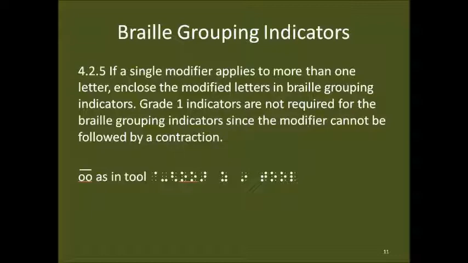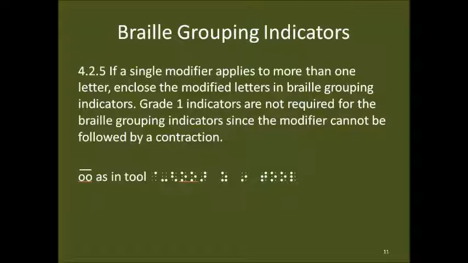So we have a macron there that's above both O's. This is not two little macrons, one above each O. We have one that's covering both of them. So we need to show that. We have our macron symbol with dot 4 and then 3, 6. Then we need our Braille grouping indicators, OO, because it covers both O's, and then we close our Braille grouping indicators.